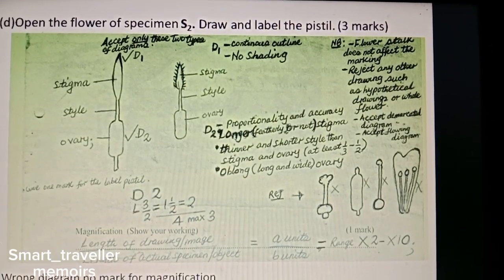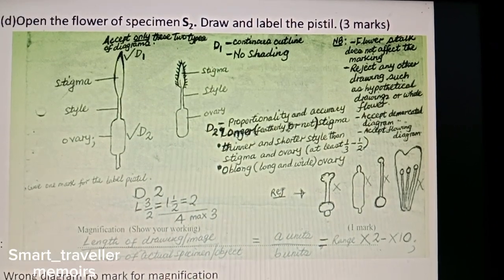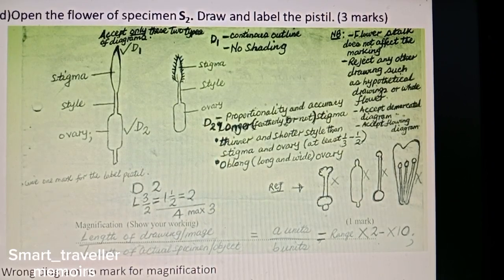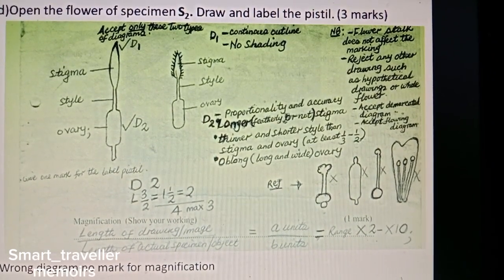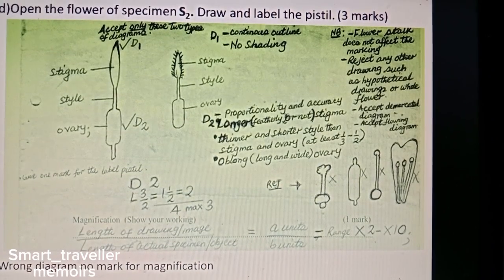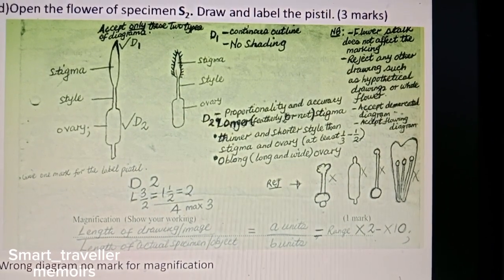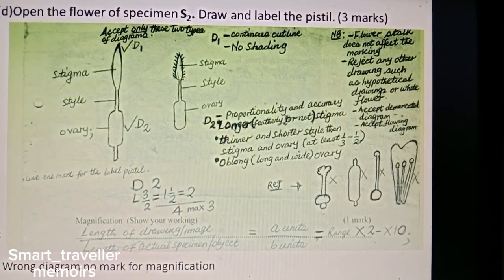D2, proportionality and accuracy. Longer, feathery or not, stigma. Thinner and shorter style than stigma, and ovary at least 1/3 to a half, oblong, long and wide ovary to get that D2.